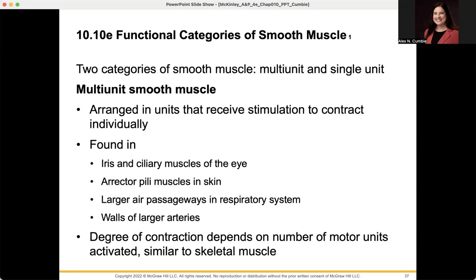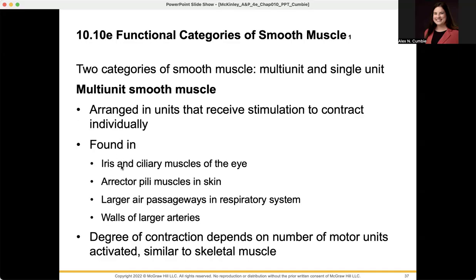So there are two categories that we have for smooth muscle. One is multi-unit, the other is single unit. Multi-unit smooth muscles are different units that receive stimulation to contract individually. So even though we have a bunch of different units of smooth muscle in an area, they each receive their own individual stimulation, which means they can act a little bit differently.